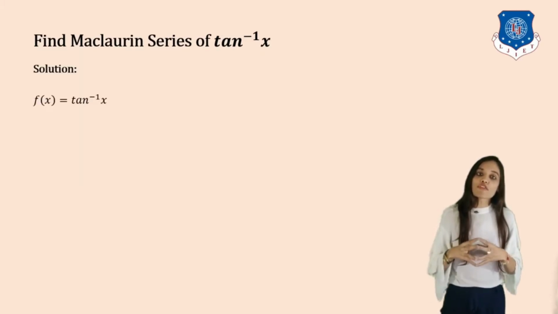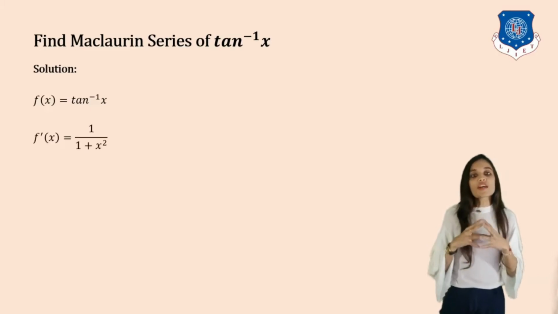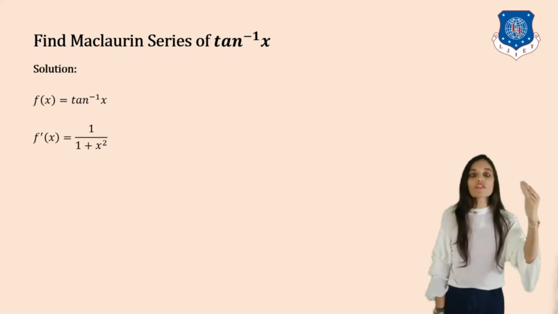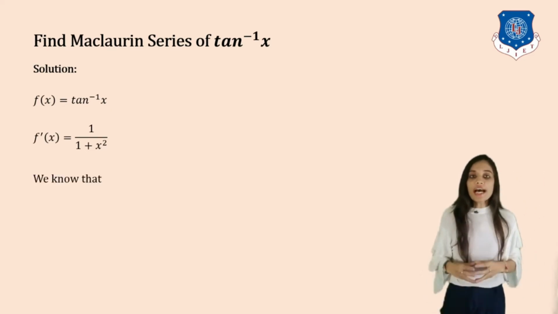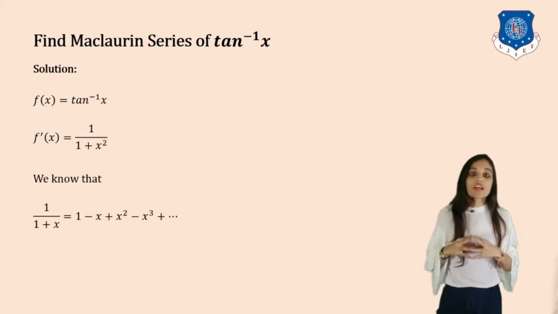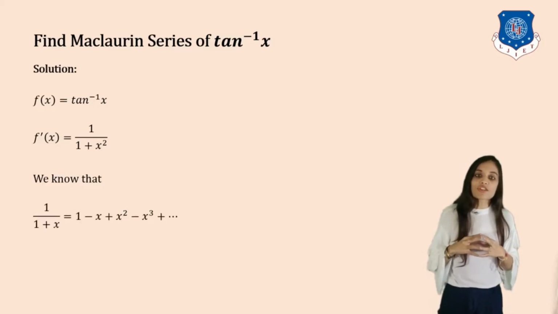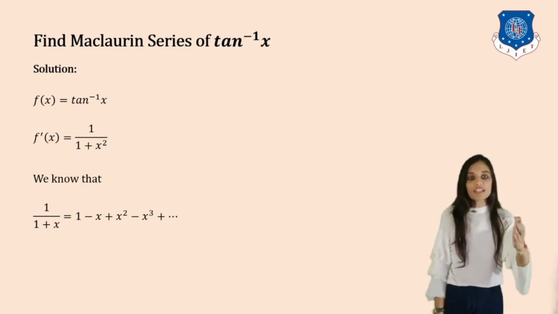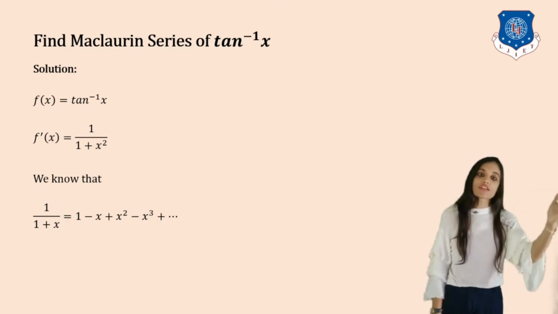Firstly, our f of x is equal to tan inverse x. So we will find its first derivative. So f dash of x is equal to 1 upon 1 plus x square. Now in order to find the series expansion of tan inverse of x, we will use the series expansion of 1 upon 1 plus x, which is given by 1 upon 1 plus x is equal to 1 minus x plus x square minus x cube plus and so on.